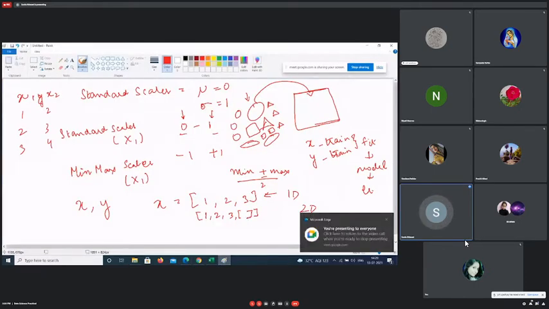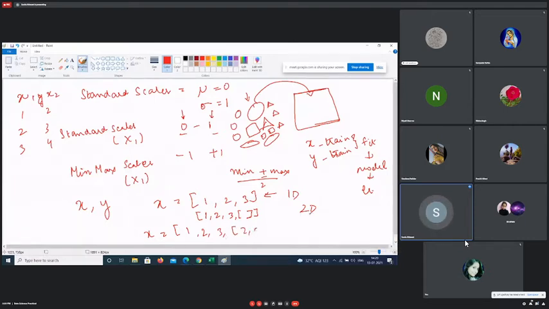Now, should I make it like this? That means I should write x is equal to 1, 2, 3, then 2, 3, 4, like this. Yes. This won't work. It will create an error. It will say, what exactly are you making? List and array both are mixing into it.